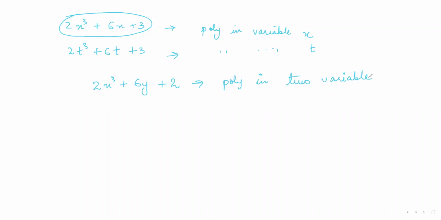This is a polynomial because the powers of the variables are whole numbers. So this is a polynomial, but it has two variables. This we call a polynomial in one variable. Understood? This is again a polynomial in one variable. Is that okay? Okay, so I think let us come straight to the exercise.